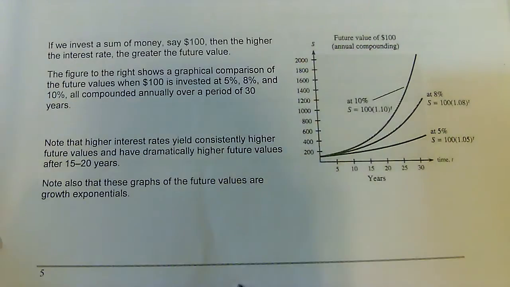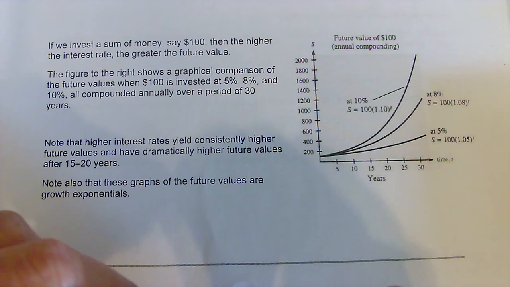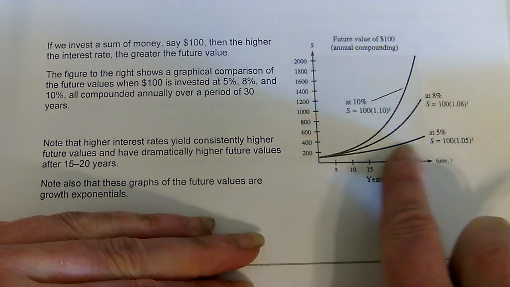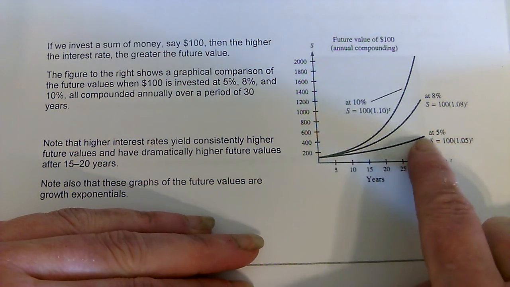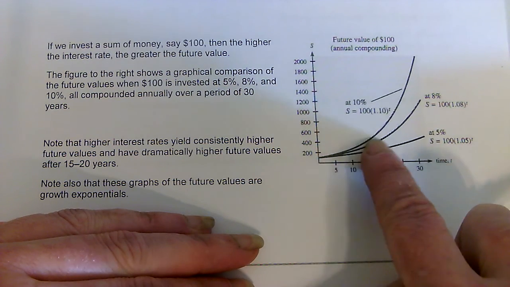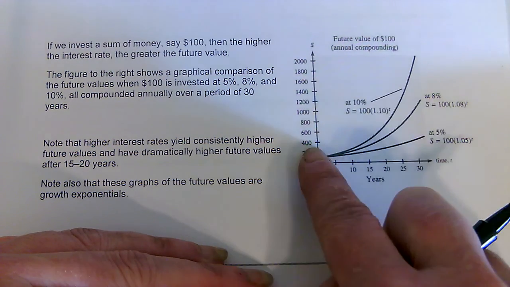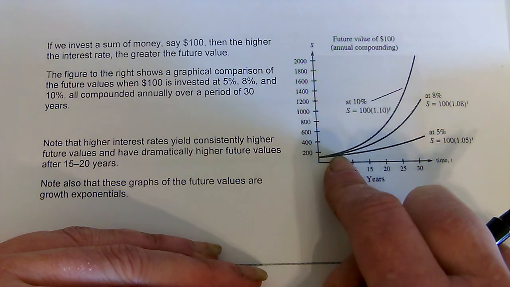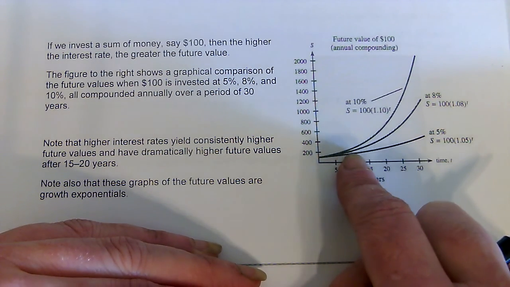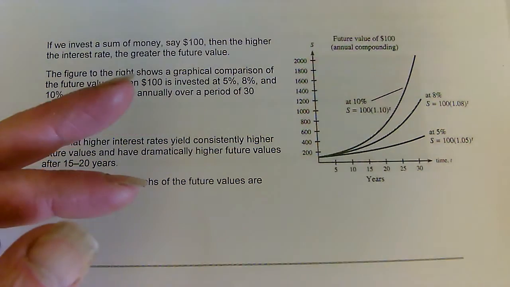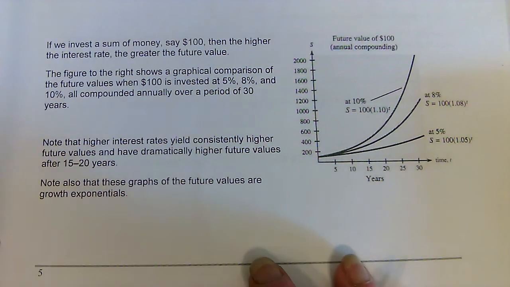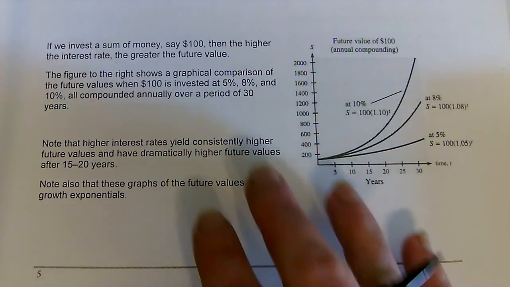So I just wanted to briefly show this. If we invest a sum of money, say $100, the higher the interest rate, the greater the future value. So notice this is investing $100 at 5% interest, at 8% interest, at 10% interest. In the first few years it doesn't make much of a difference. But as the years progress, there's definitely a spread. So the higher the interest rate, the more money you're going to make off of it.